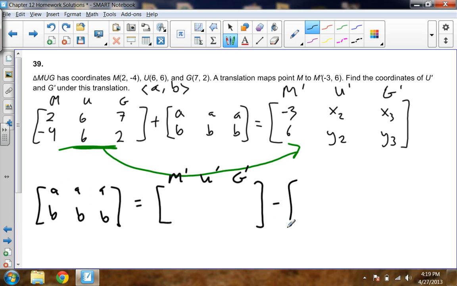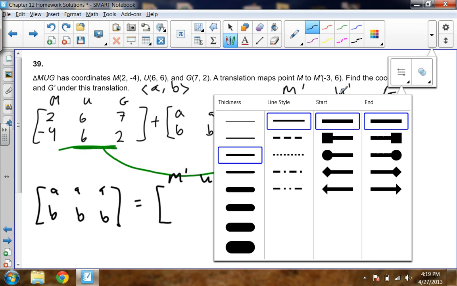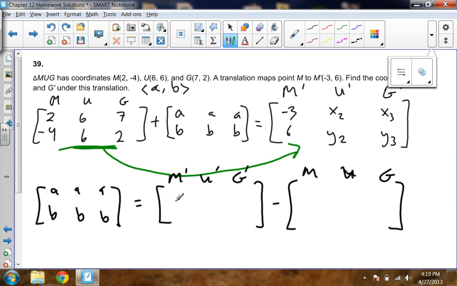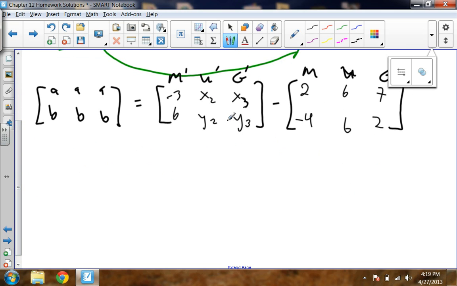And I'll fill that in in 1 second. Minus MUG. So M prime is negative 3 and 6. And we got x2, y2, and x3, y3. Now keep in mind, this is a subtraction now. I subtracted it from both sides. So whenever you do these things here, you're going to have to make sure that you subtract all of these values. Now, all three of these A's and all three of these B's will be the same value. In other words, one A won't be different from the next, but these coordinate points will be different.